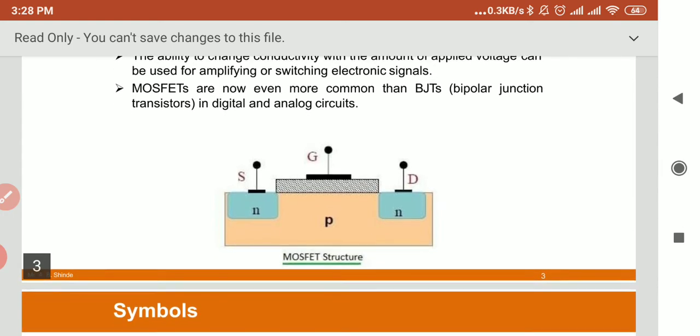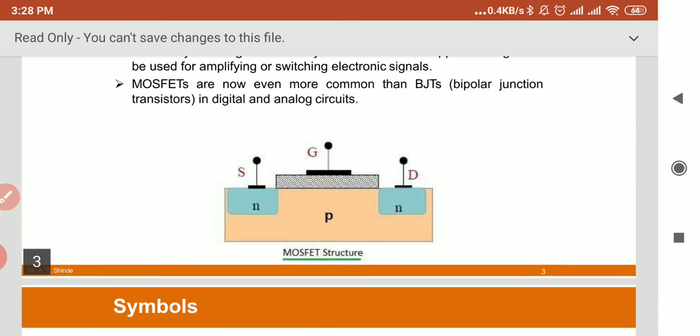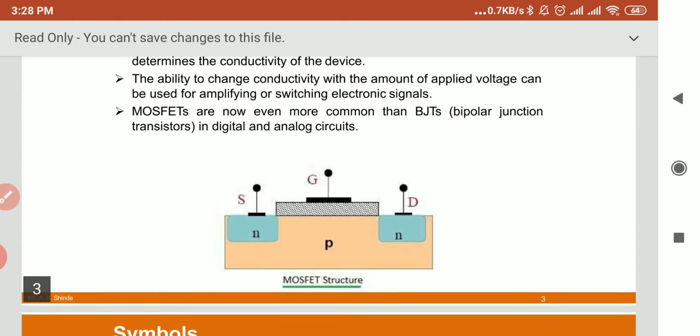MOSFET is also known as insulated gate FET. It is an active device in which the current flowing through it can be controlled by varying the applied electric field. It means we can control the output current by giving input voltage between the gate and source terminals.